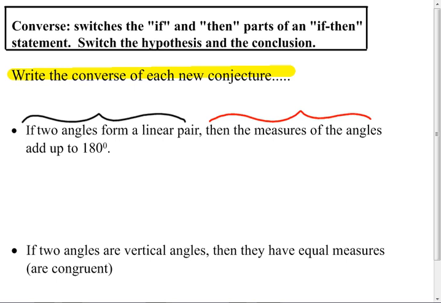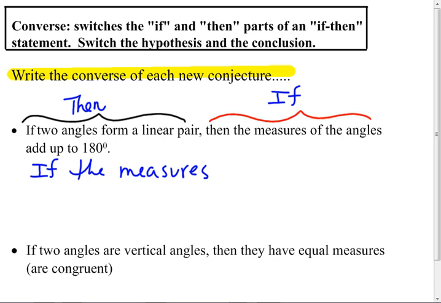So I want this now to become my if, and this to become my then. The hard part is how do you write it? Because I can't say if the measures of the angles add up to 180. I don't have three angles or four angles. I have two angles. So if the measures of two angles, you've got to get that in there.